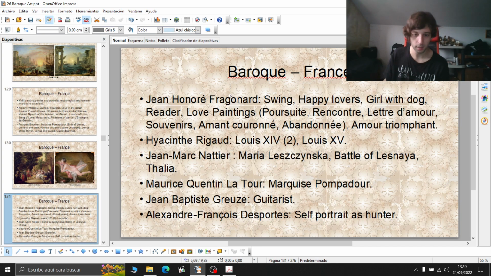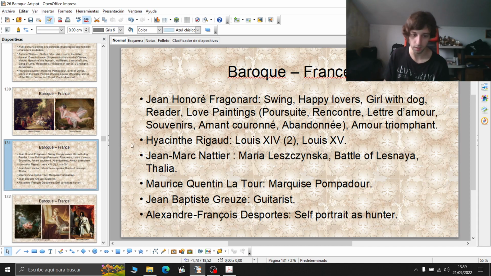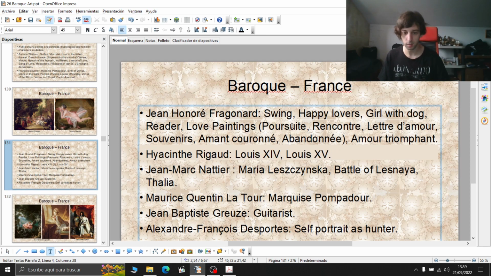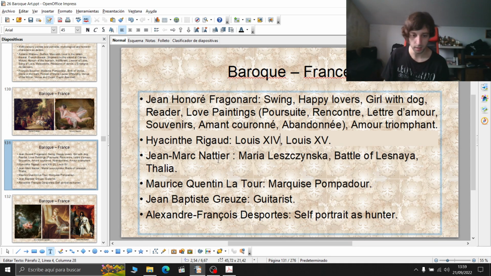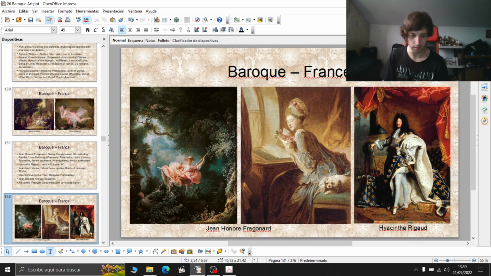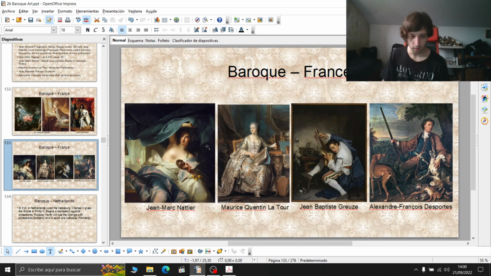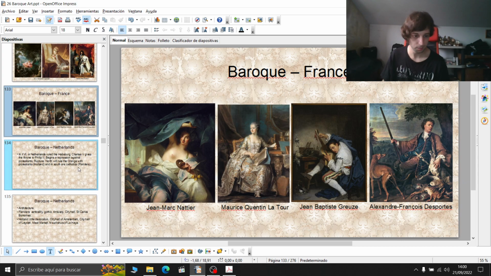Jean-Honoré Fragonard, this is very famous, you will see when you see the paintings. Hyacinthe Rigaud with portraits of Louis XIV. Jean-Marc Nattier, Maurice Quentin de La Tour, Jean-Baptiste Greuze, and Alexandre-François Desportes. Here, The Swing, very famous painting. Jean-Honoré Fragonard is very nice. Hyacinthe Rigaud with these famous portraits of Louis XIV, and here painting examples of the others.